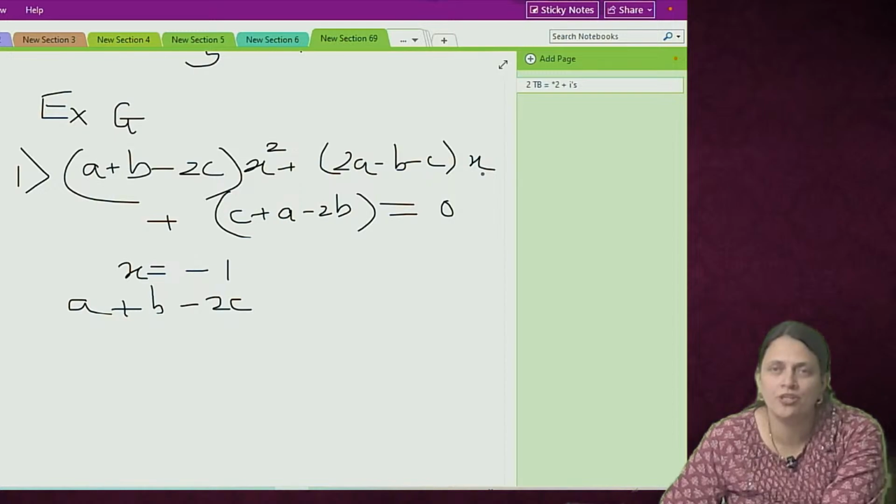Now I have substituted the value of x as -1. So now each and every sign is going to change.